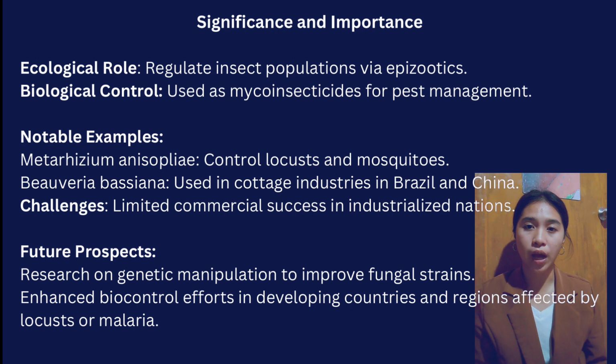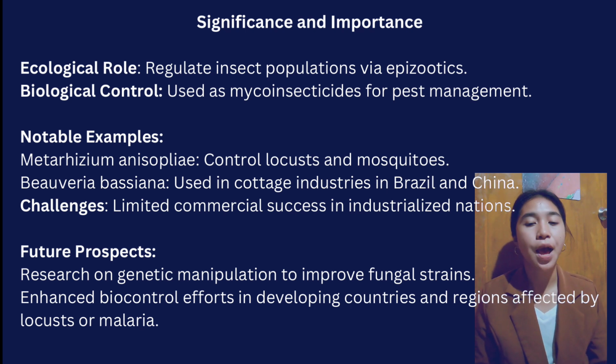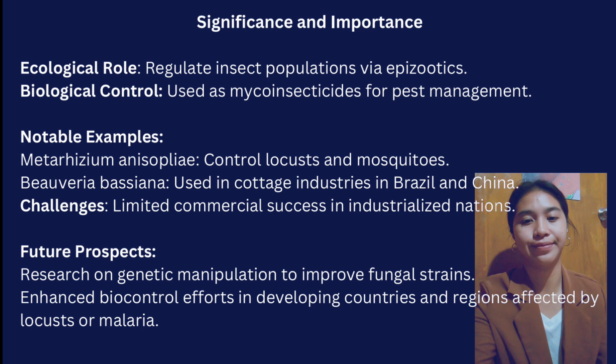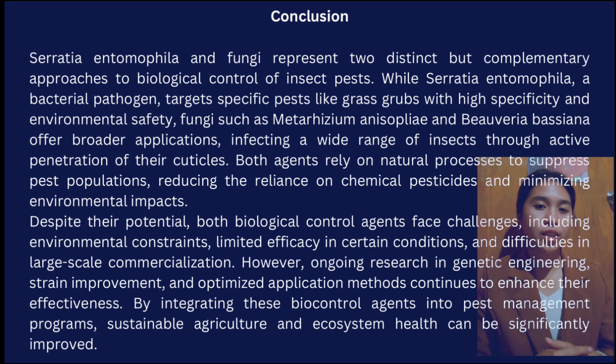So, in conclusion, while there are hurdles, the future of fungal biocontrol looks promising, offering a sustainable solution for pest management worldwide. In conclusion, both Serratia entomophila and fungi represent natural biological alternatives to chemical pesticides in managing insect pests. Serratia entomophila is a bacterium that specifically targets grass grubs, offering a high degree of specificity and environmental safety, making it an ideal agent for managing pasture pests.